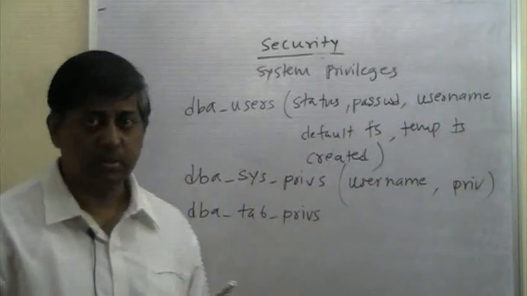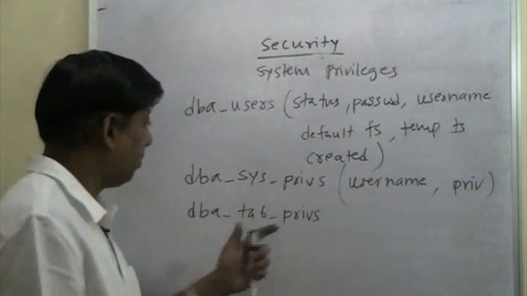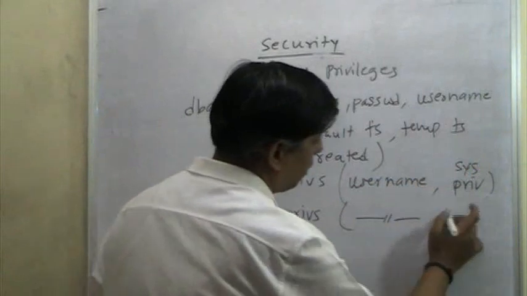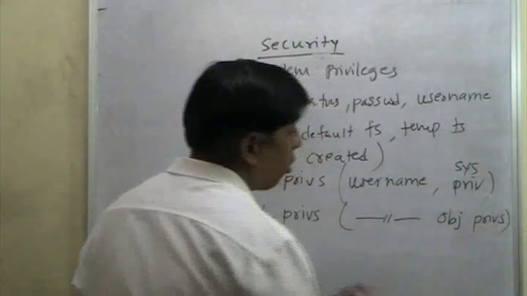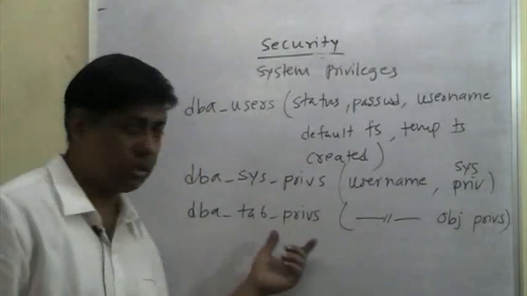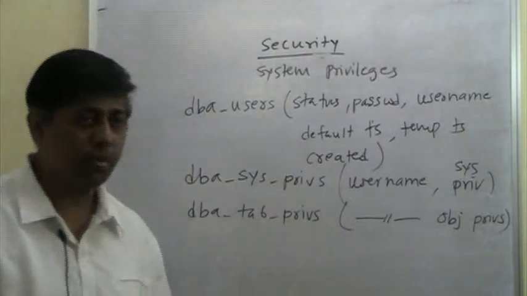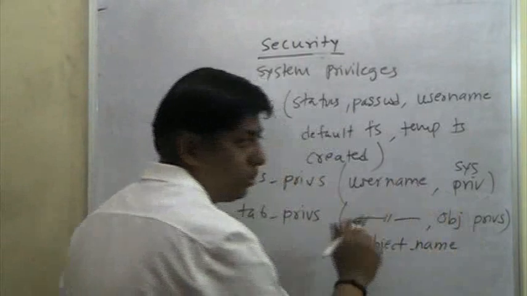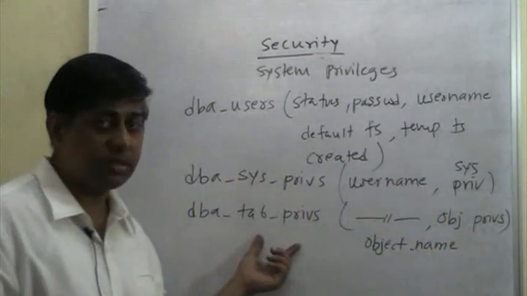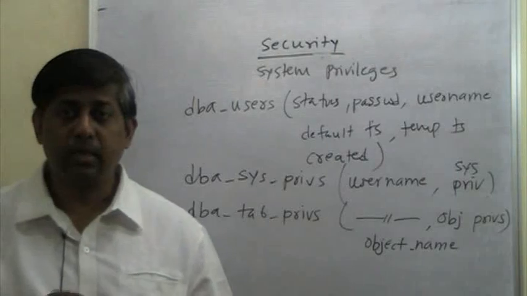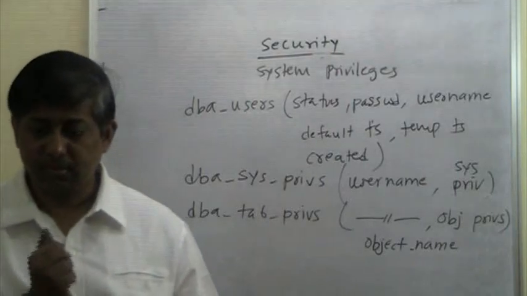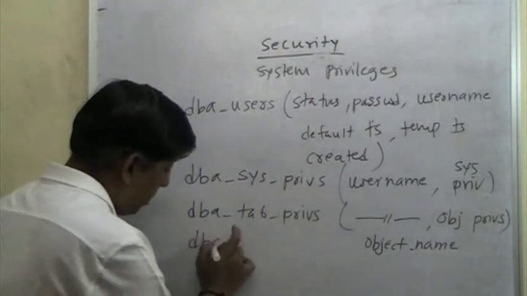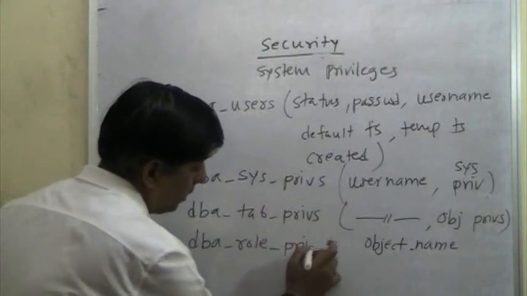DBA_TAB_PRIVS, DBA table privileges. Actually, these are system privileges and those are object privileges. So which object privilege has been granted to which user, and obviously the name of the object is also going to be here, called the object name. An important column which is there in DBA_TAB_PRIVS but not in DBA_SYS_PRIVS is the object name.